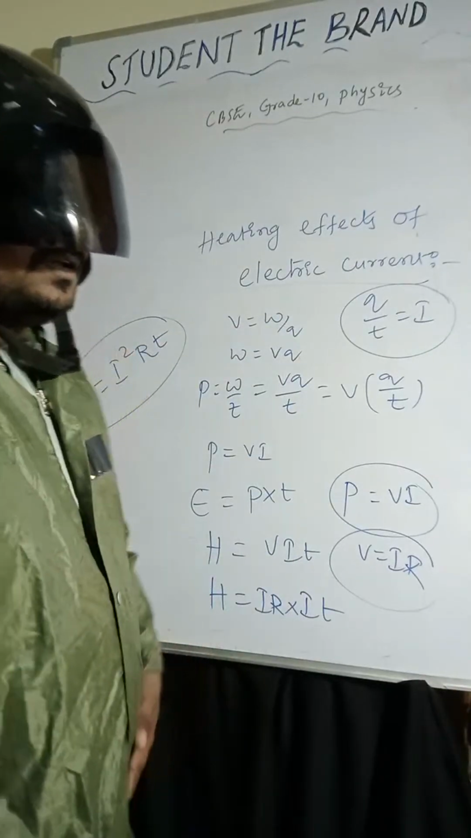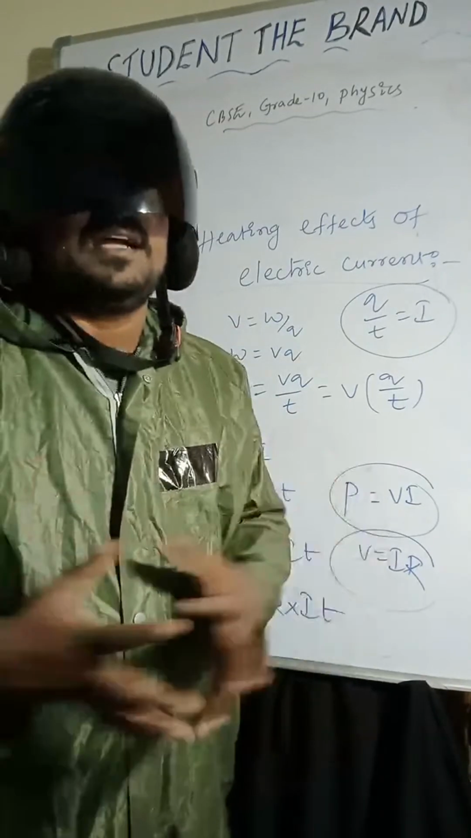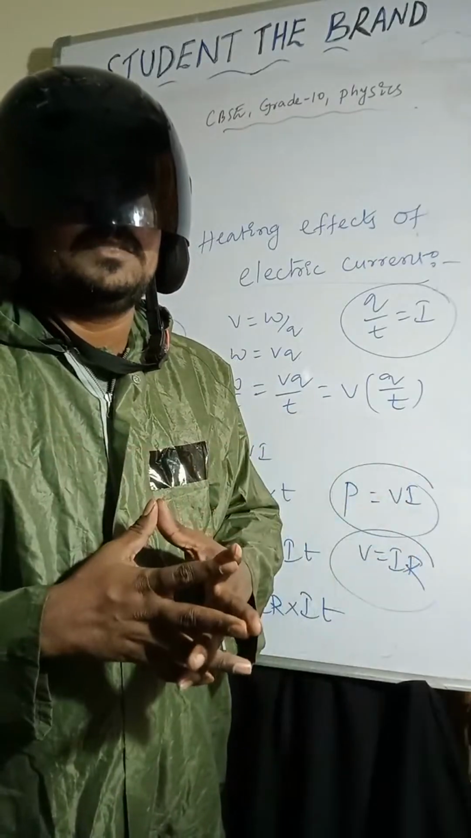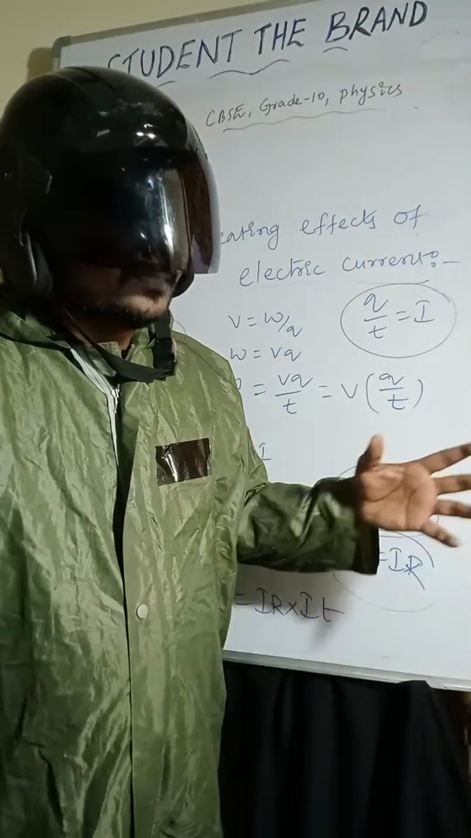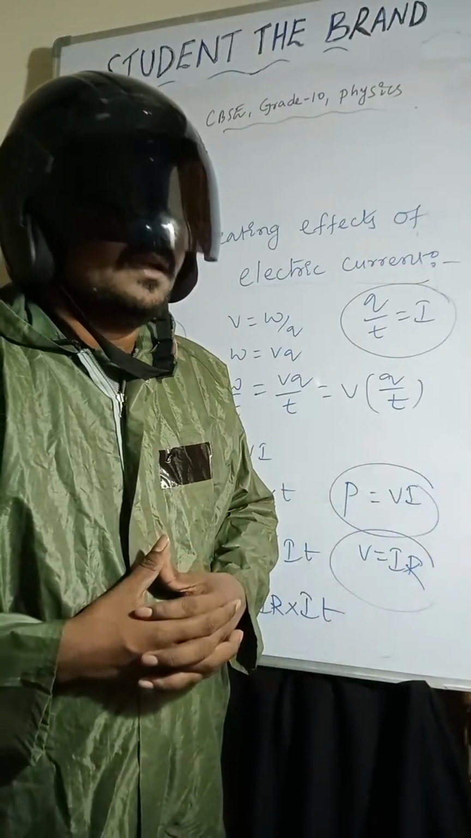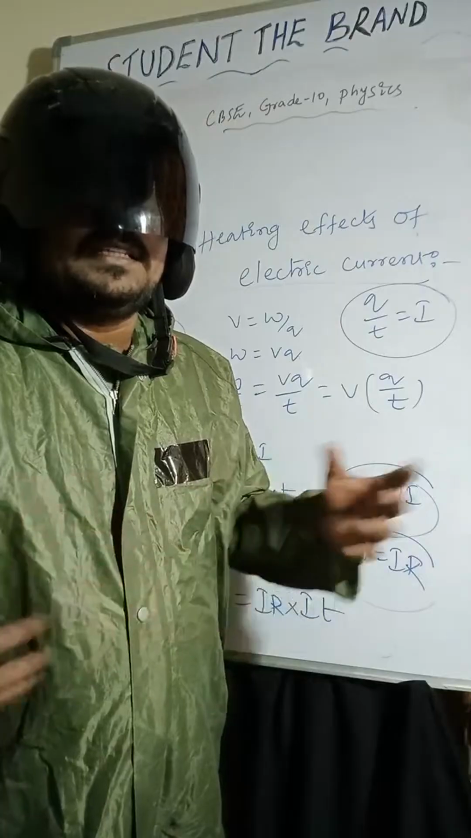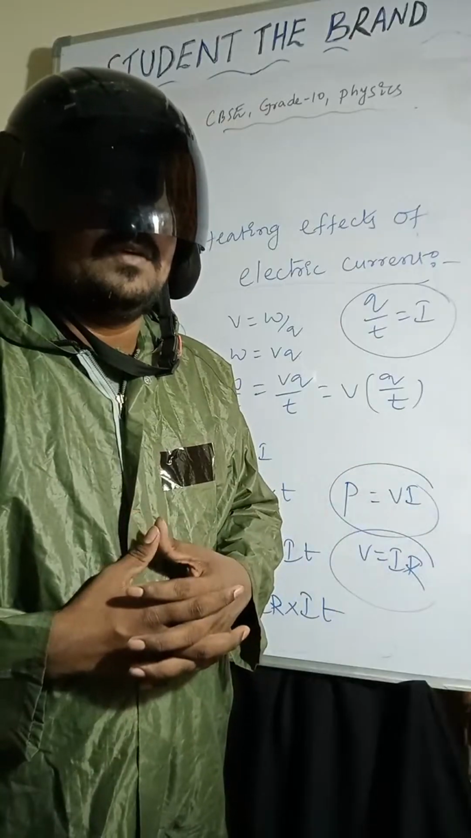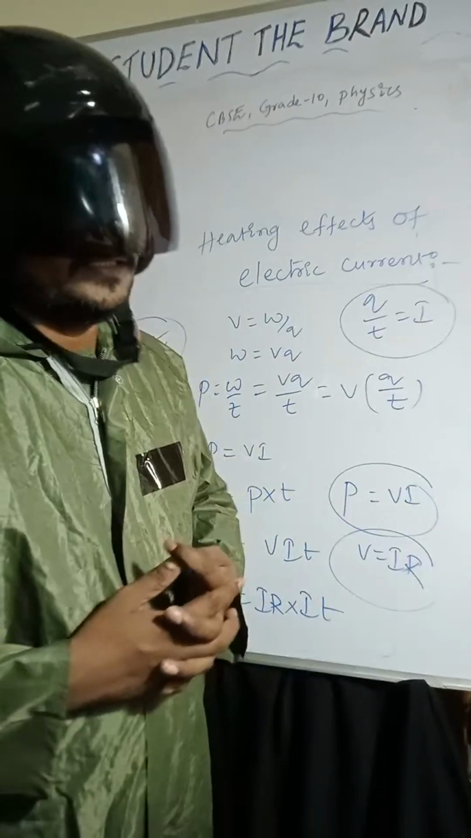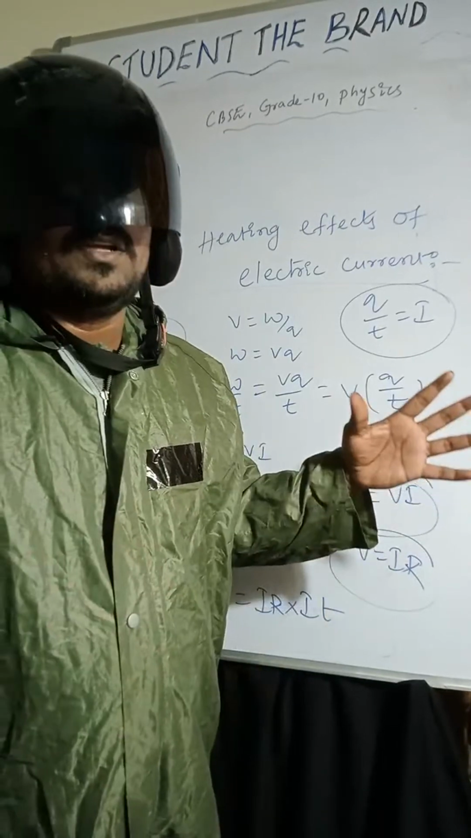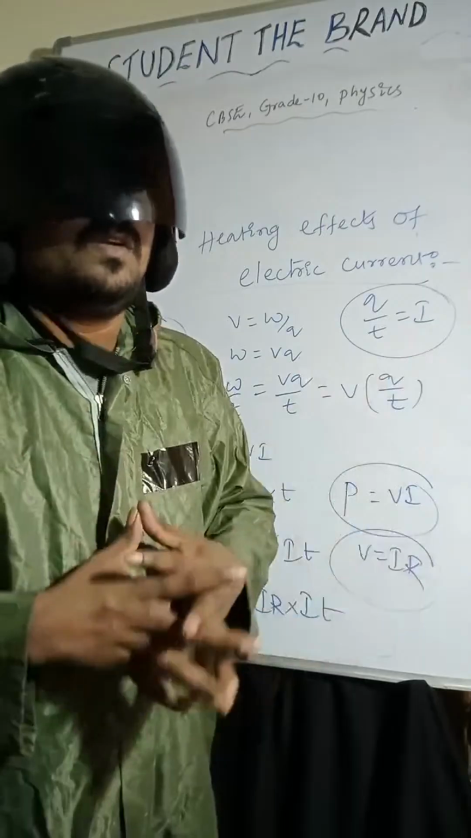A short circuit is nothing but direct contact of the live wire and neutral wire, and a heavy amount of current will be drawn from the mains. Next one, overloading: high voltage appliances switched on at a time, and a heavy amount of current will be drawn from the mains. So this is about short circuit and overloading.